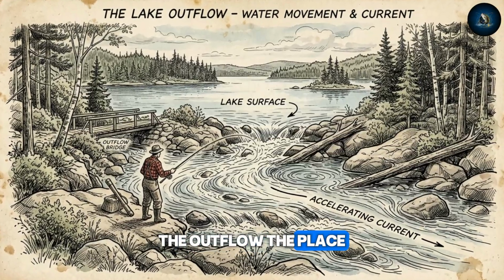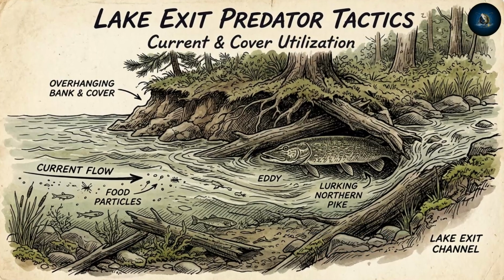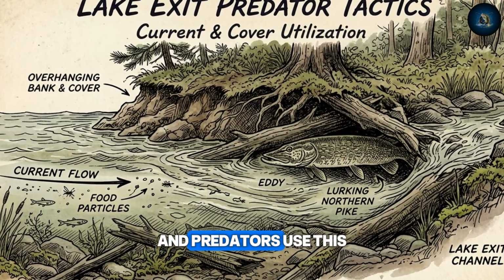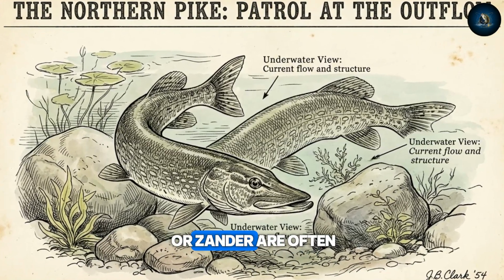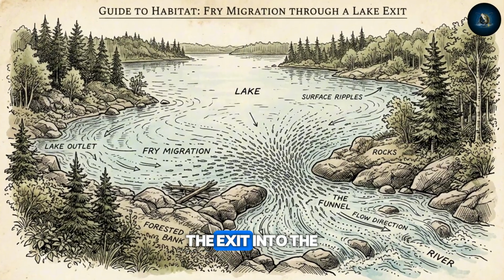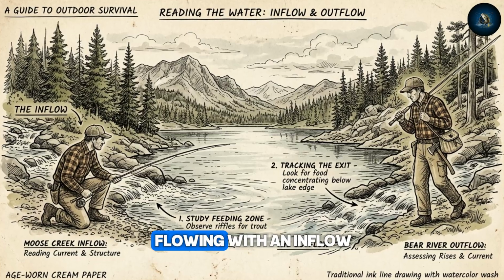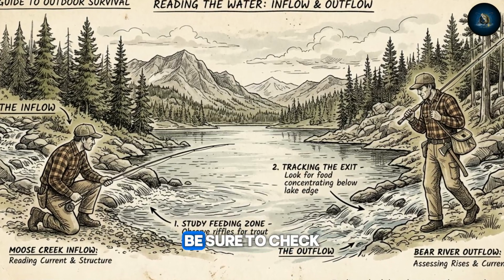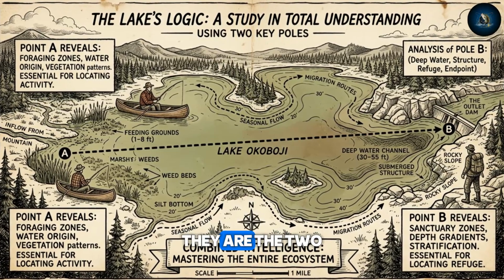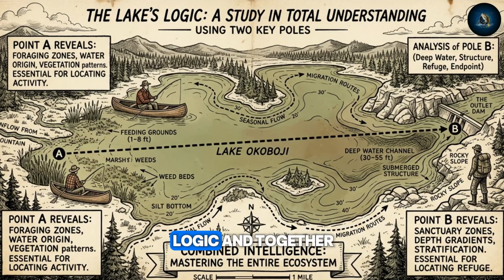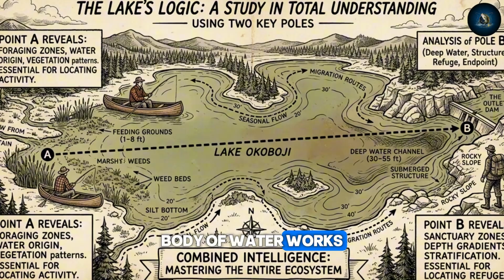The outflow, the place where water leaves the lake, works on a similar logic, just slightly differently. The current pulls food out of the lake, and predators use this. At the source of a river from a lake, pike or zander are often on patrol. The exit into the river creates something like a funnel through which fry pass. If the lake is flowing with an inflow and an outflow, be sure to check both places. These are not just two good spots. They are the two poles of the lake, each with its own logic, and together they give an understanding of how the entire body of water works as a whole.